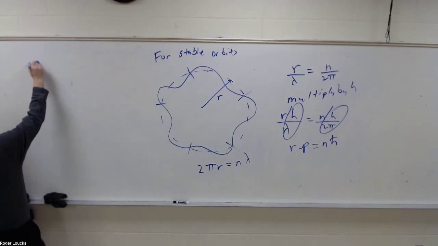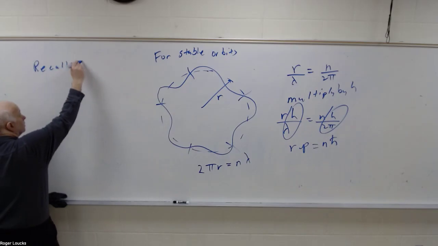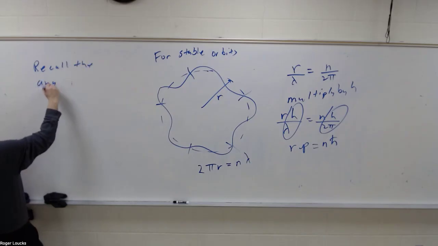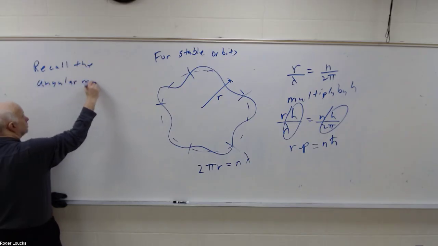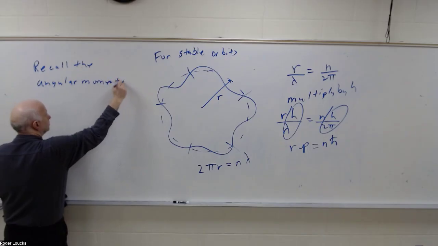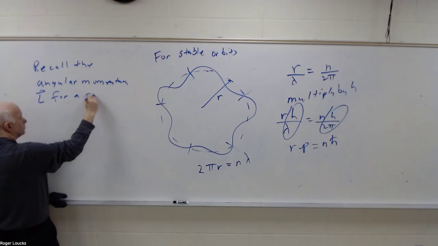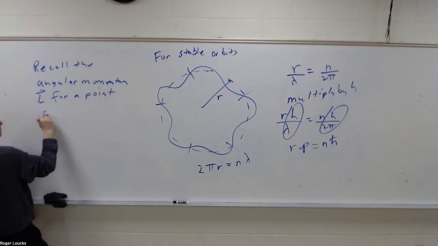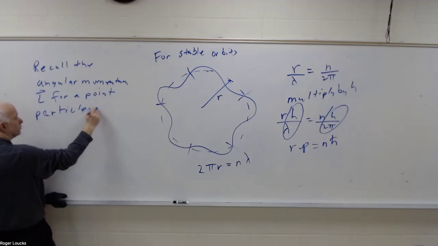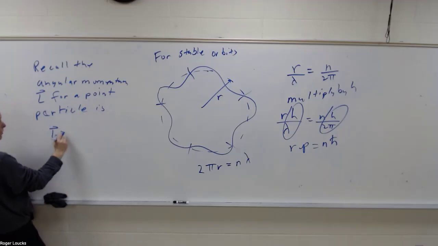So recall, the angular momentum L for a point particle is L equals r cross p.